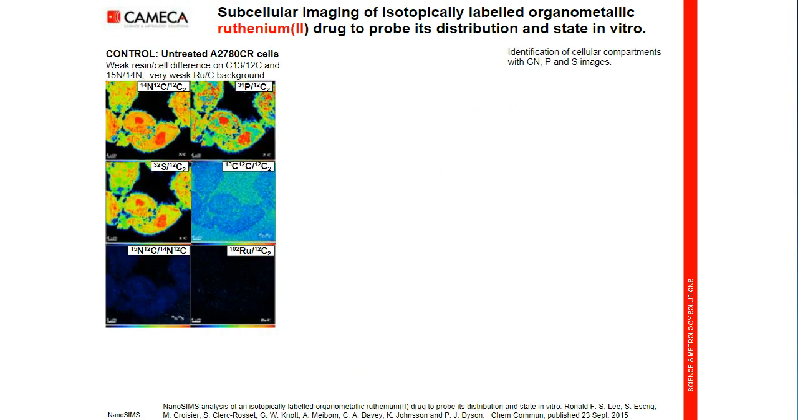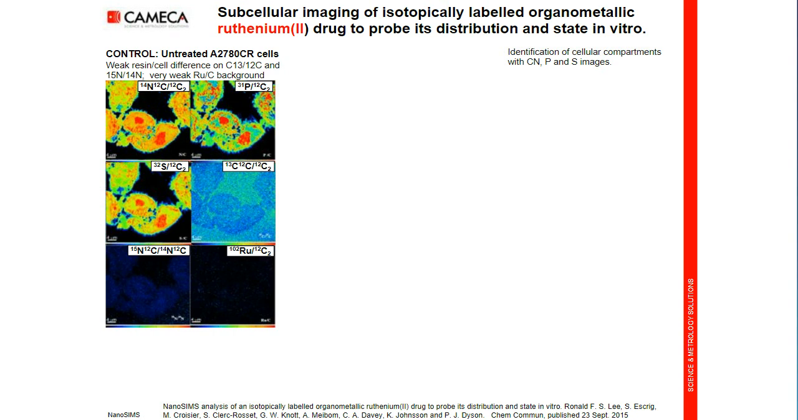The control cells, so cell line A2780CR, untreated cells: the cyanide, phosphorus, and sulfur images allow us to recognize the different compartments. The carbon-13 enrichment and the nitrogen-15 enrichment images are quite flat around the terrestrial level. One can notice some slight carbon-13 ratio difference between cell and resin. And finally, at the bottom right, the ruthenium image displays a very weak background signal.